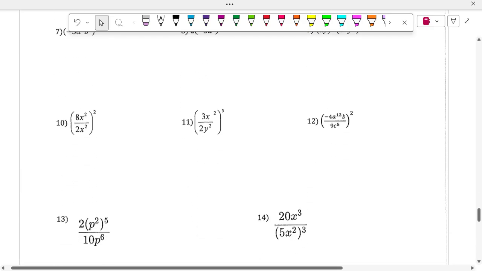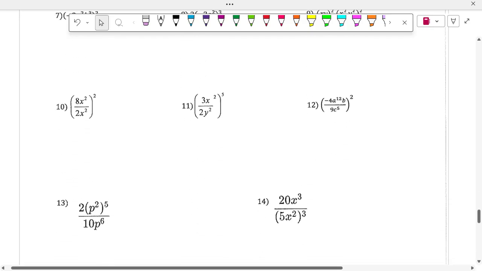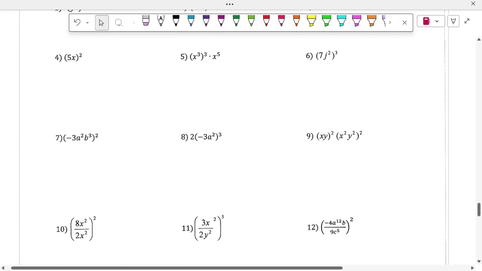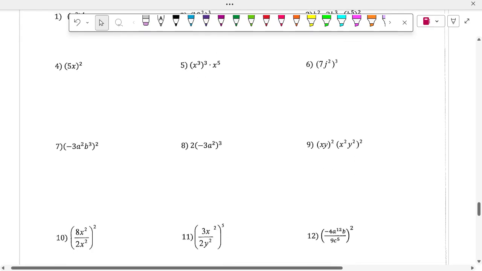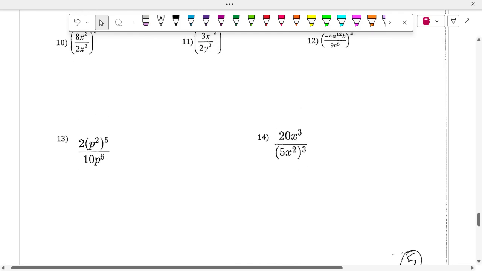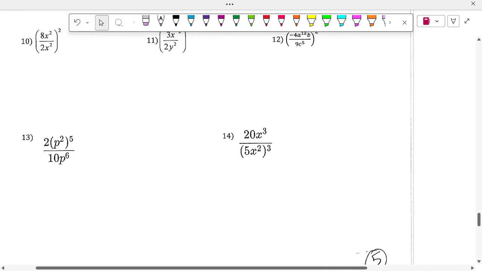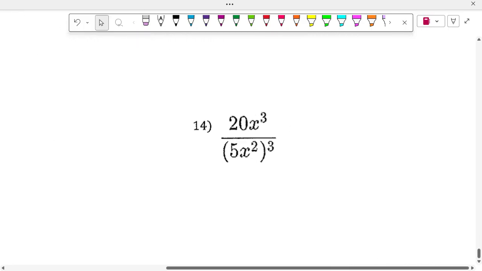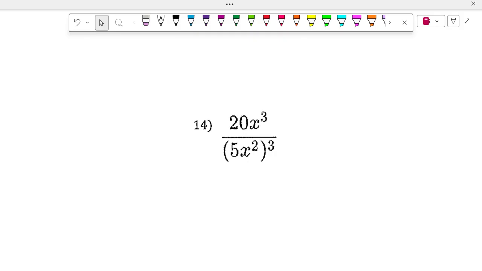I have full confidence in you guys. Do I need to even do like 1 through 12? Y'all pretty solid? You can do that? Okay. Well, let's look at some where you may want to do power rule first. Let's do 14. So this is one where you 100% need to do power rule first. Do not try to do quotient rule until you get rid of that power rule in the denominator.